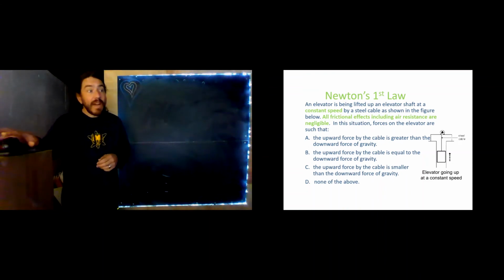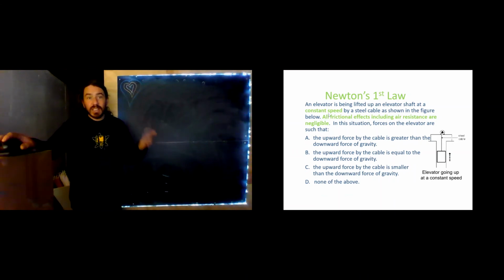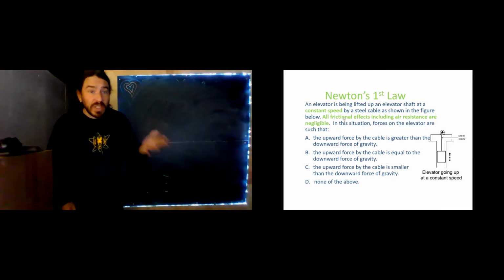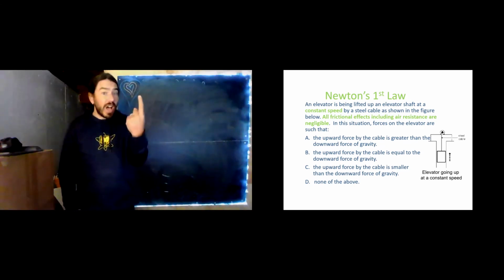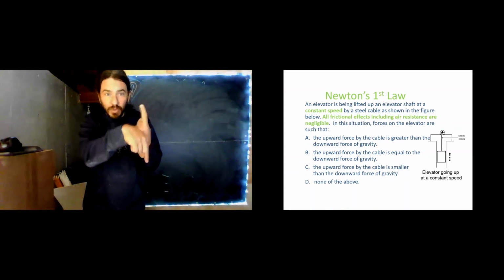In this case, we have something that is moving at a constant speed. So what is the total force acting on it? It's zero, right? If the total force is equal to zero, then the force up must be exactly equal to the force down.